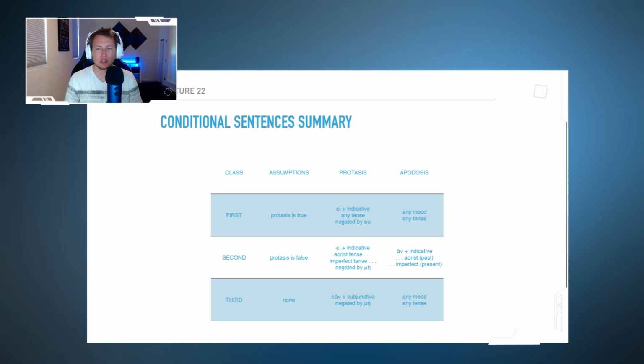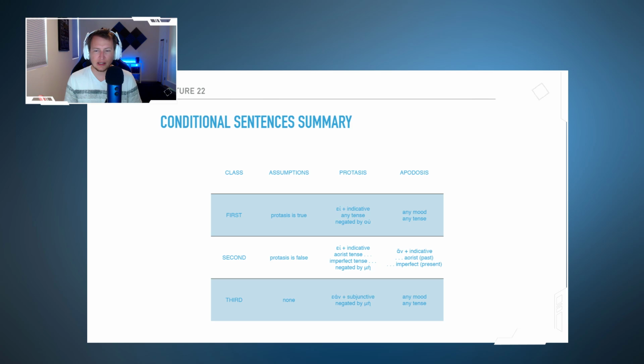So here's a summary. You've got the first, second, and third conditions. In the first, the protasis is true. In the second, the protasis is false. The third has no assumption. The first class protasis would be εἰ plus indicative, any tense, negated by οὐ. Keep that in mind. The second class is εἰ plus indicative. It could be aorist tense or imperfect tense in the protasis. It's negated by μή. The third class condition uses ἐάν plus subjunctive, negated by μή.